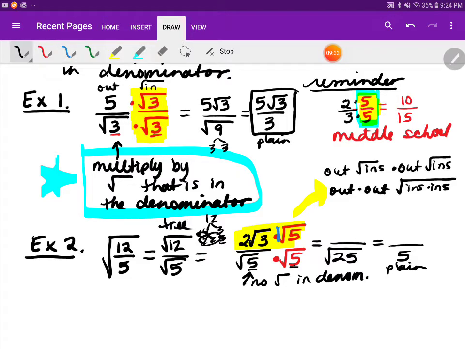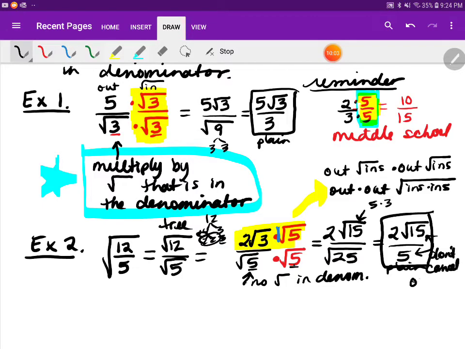Okay, so outside times outside is 2 times 1, that's 2. Inside times inside is radical. Radical what? Radical 15. Now you should make a tree for 15. That's 5 times 3. But no one comes out. So you write 2 radical 15 over 5. Now these don't cancel. So let's put a little arrow. Let's put a message. Don't cancel. That's because 1 is inside and 1 is outside. So if something's inside and something's outside, then they don't cancel.